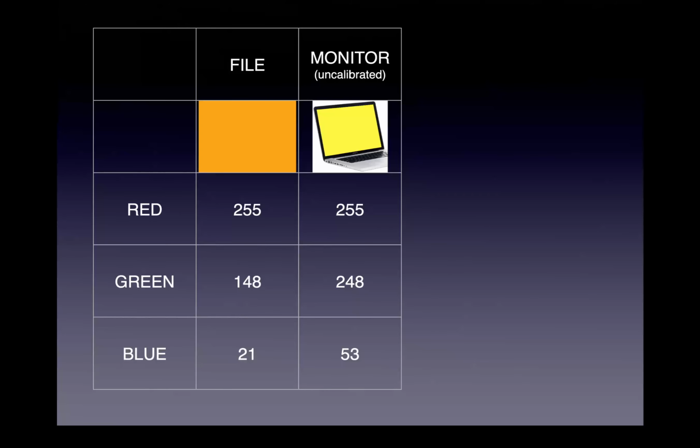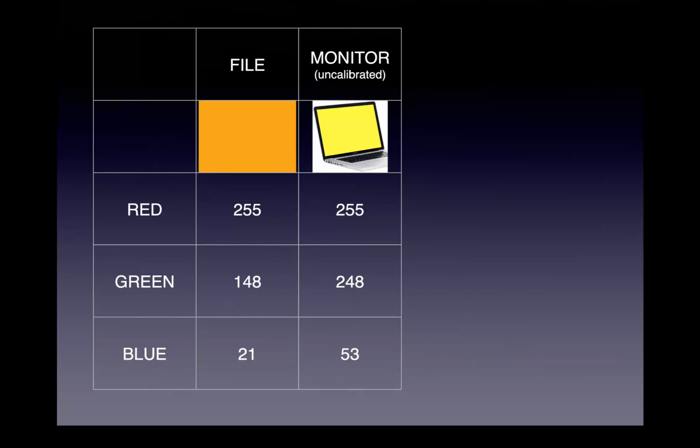You put this right on your screen and it measures what that color really is. It comes back and says, well, okay, the red at 255, it's the same. There's not a problem there. But look at the difference in the green. That color on the screen is a 248, not a 148. That's a huge problem. And down here in the blue, it's showing on my screen as a 53 blue, but the file says I want a 21 blue. There's a clear mismatch here.